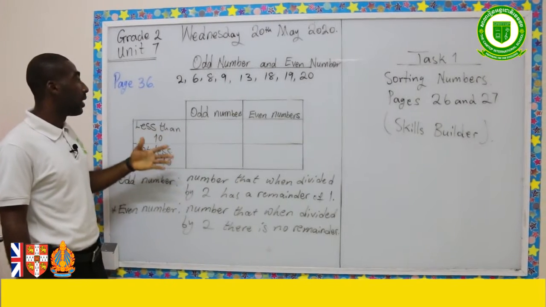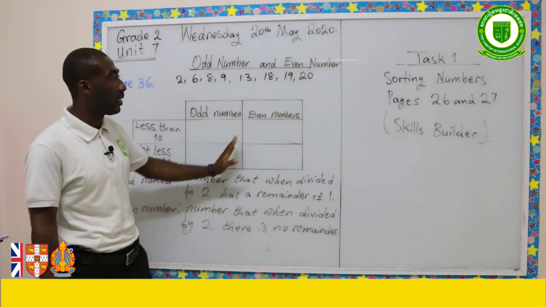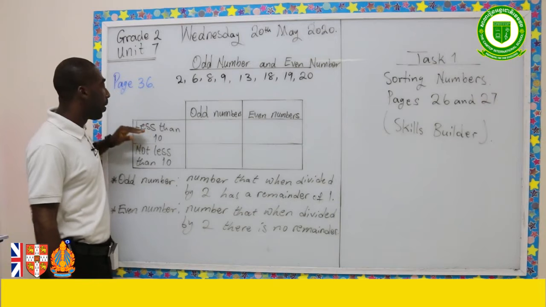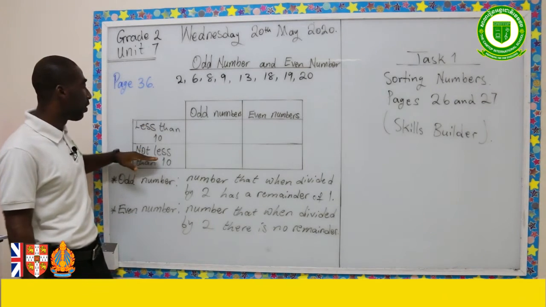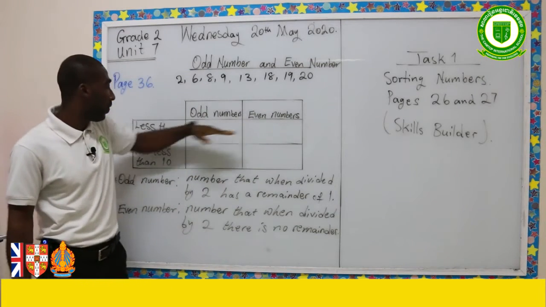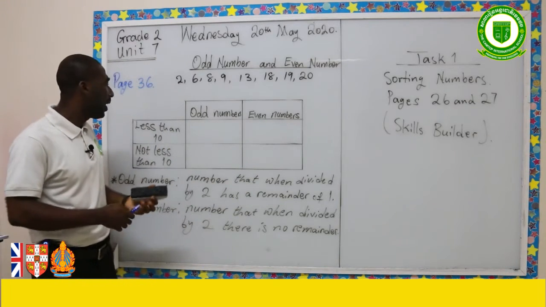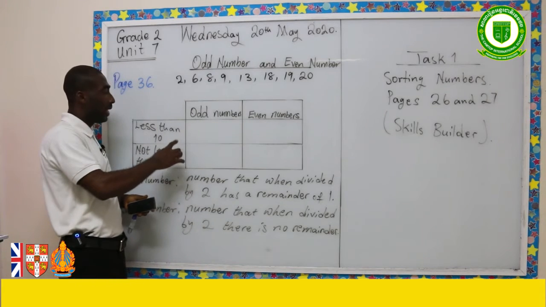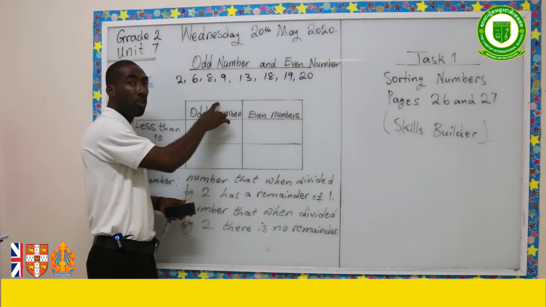The first instruction is that there are two main categories. We have the odd number section and then we have the even number section. Also, on the rows we have less than 10 and then not less than 10. So these are the columns, and going this way are the rows. So we have 2 rows, 2 columns. Now, whenever you are putting a number here, you should be guided by the instruction on the row and the instruction on top of your column.